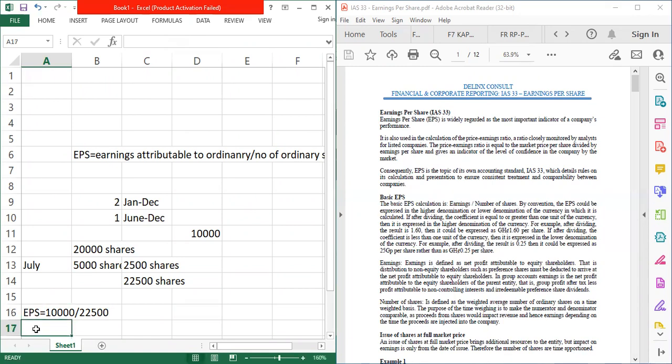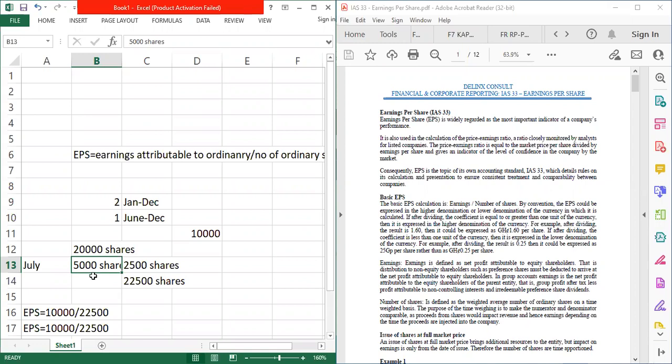So what would be our earnings per share for the year? How did we get the 22,500? We have 20,000 shares there at the beginning. They have been there for the full year. Then from July, 5,000 shares came. They contributed only 6 months. So 6 months of 5,000 is 2,500. But we have 20,000 from the beginning, which contributed the full year. So the 2,500 will add to them. That will be the total number of shares that we have.